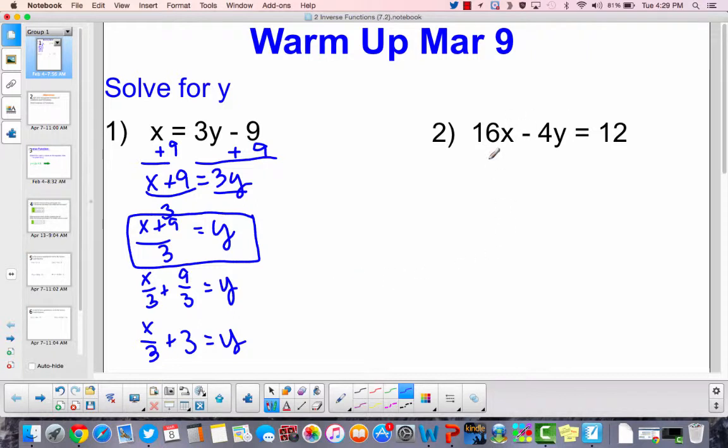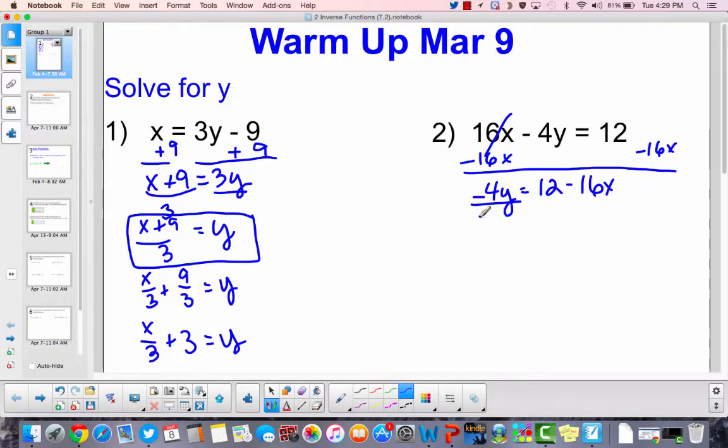Okay? Now let's take a look at this one. Again, we want to get the y by itself, so we're going to move the 16x over to the other side by subtracting it from both sides. Cancels here, we get a negative 4y equals 12 minus 16x. Divide both sides by a negative 4. These cancel here, y equals, so we have 12 minus 16x over negative 4.